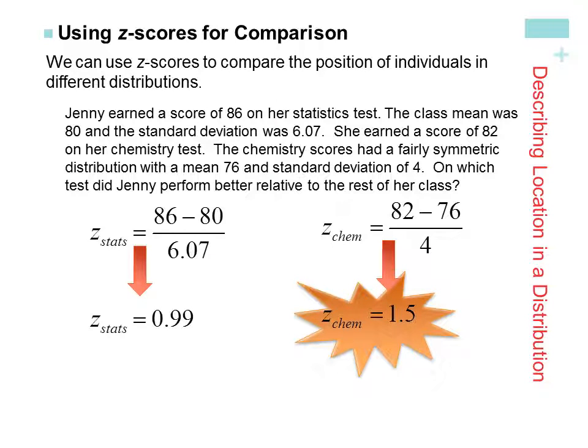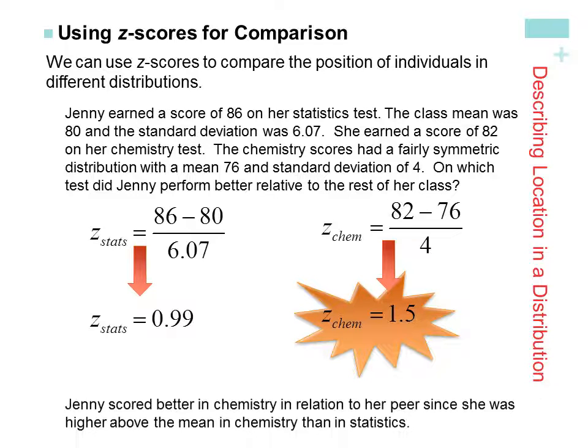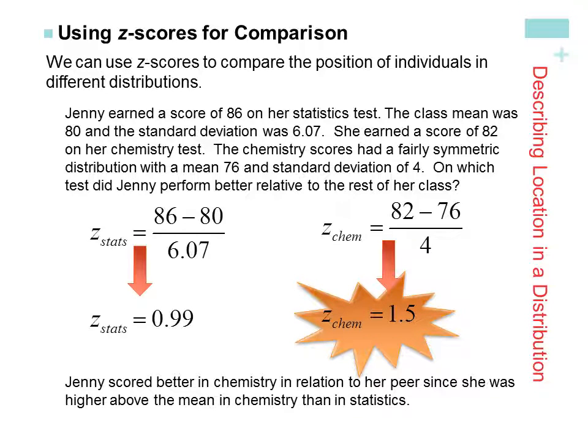So which one's actually better? She actually did better in chemistry even though she has a lower score, because she was further above the mean. So she did better in relative comparison to the rest of her class. So Jenny scored better in chemistry in relation to her peers, since she was higher above the mean in chemistry than in statistics.